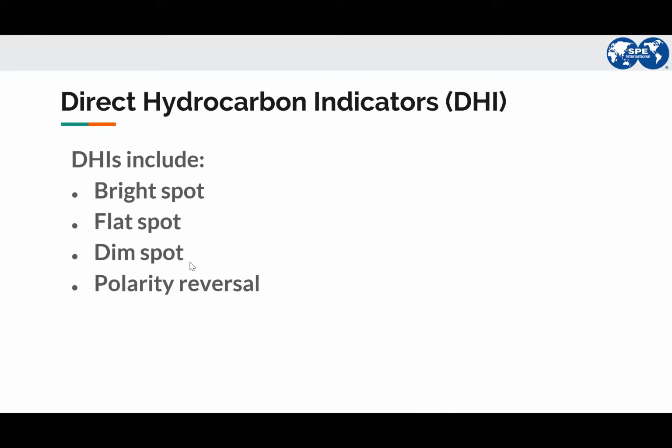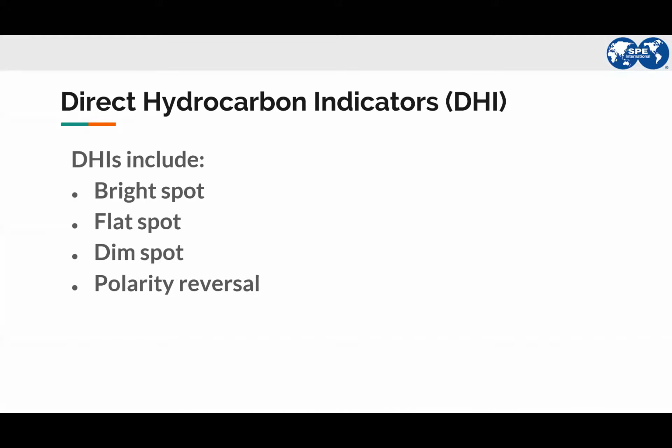Okay, so let's carry on. So we have what are called direct hydrocarbon indicators, right? Like I said, this is a basic seismic course, really. We're not going into structural interpretation and what have you, and stratigraphic and more advanced interpretation techniques. We're just looking at some basics. So DHIs used to be one of the quick ways to detect hydrocarbon accumulations from seismic images. DHIs include what we call the bright spot, the flat spot, the dim spot, and the polarity reversal.